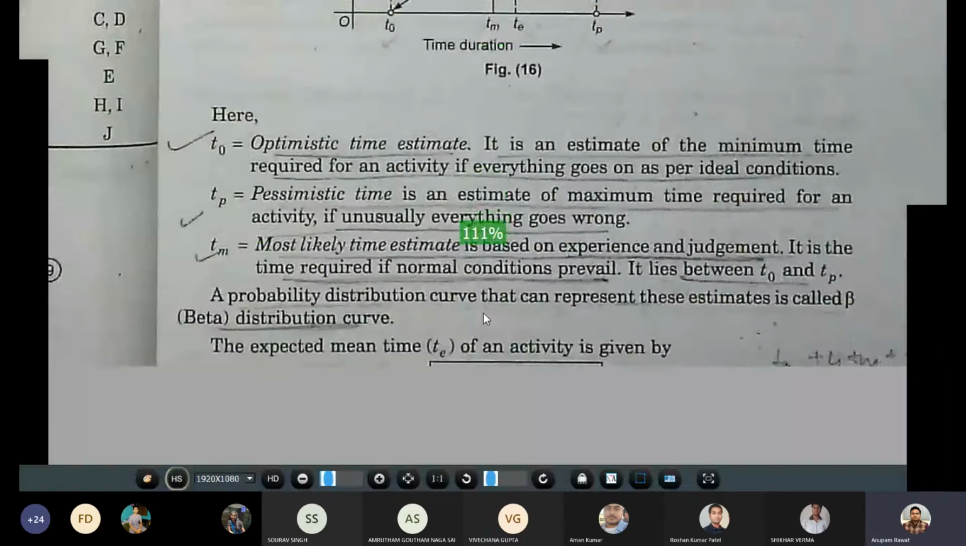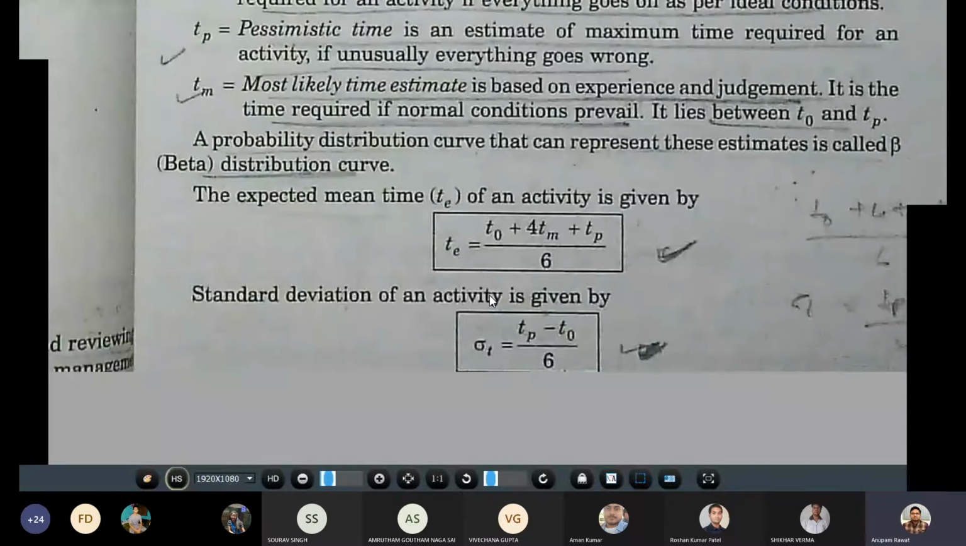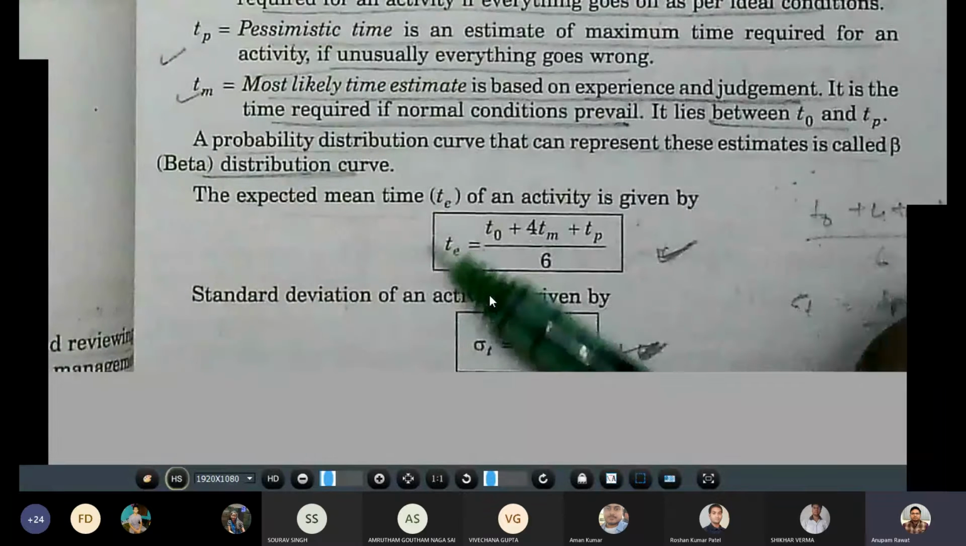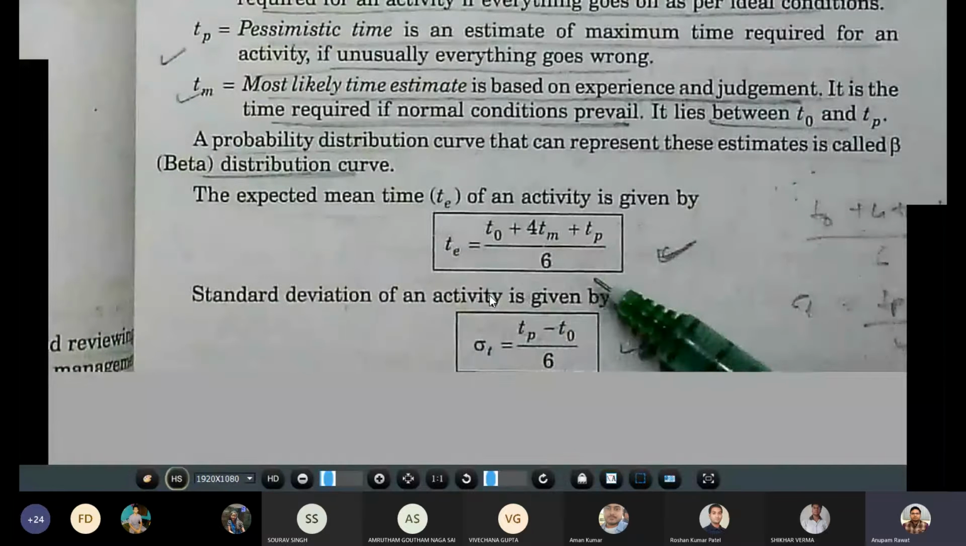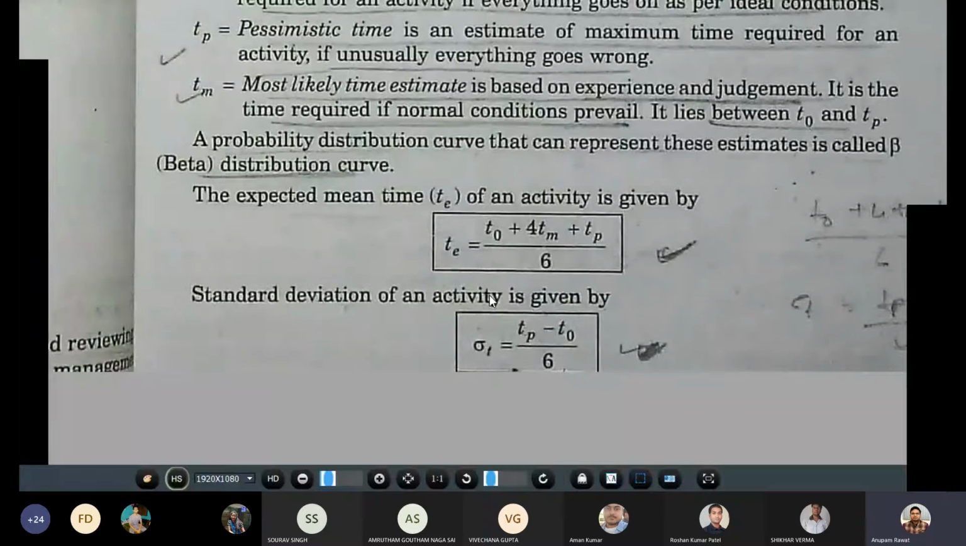For that, the expected mean time of the activity can be obtained as T equals TO plus 4TM plus TP, divided by 6. This formula is used to find the expected mean time. Also, there is a way to find the standard deviation, sigma t, which is obtained by (TP minus TO) divided by 6.